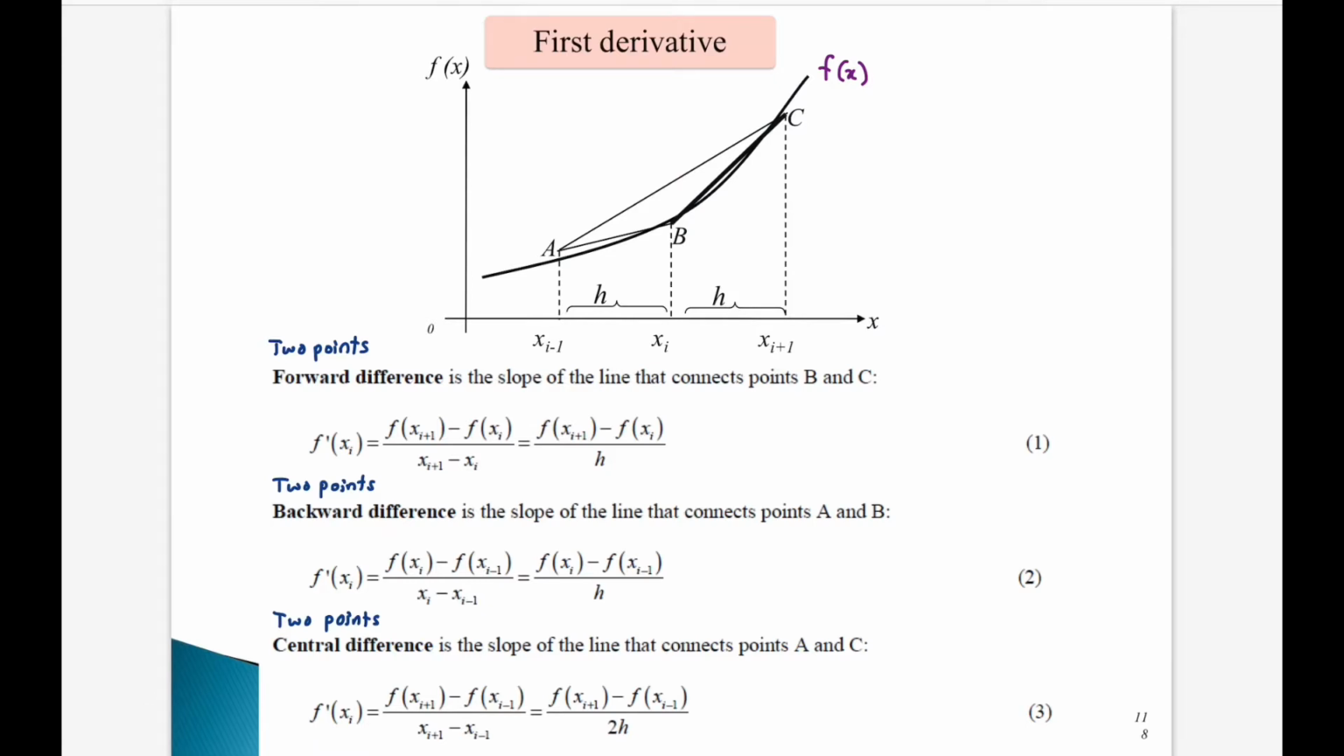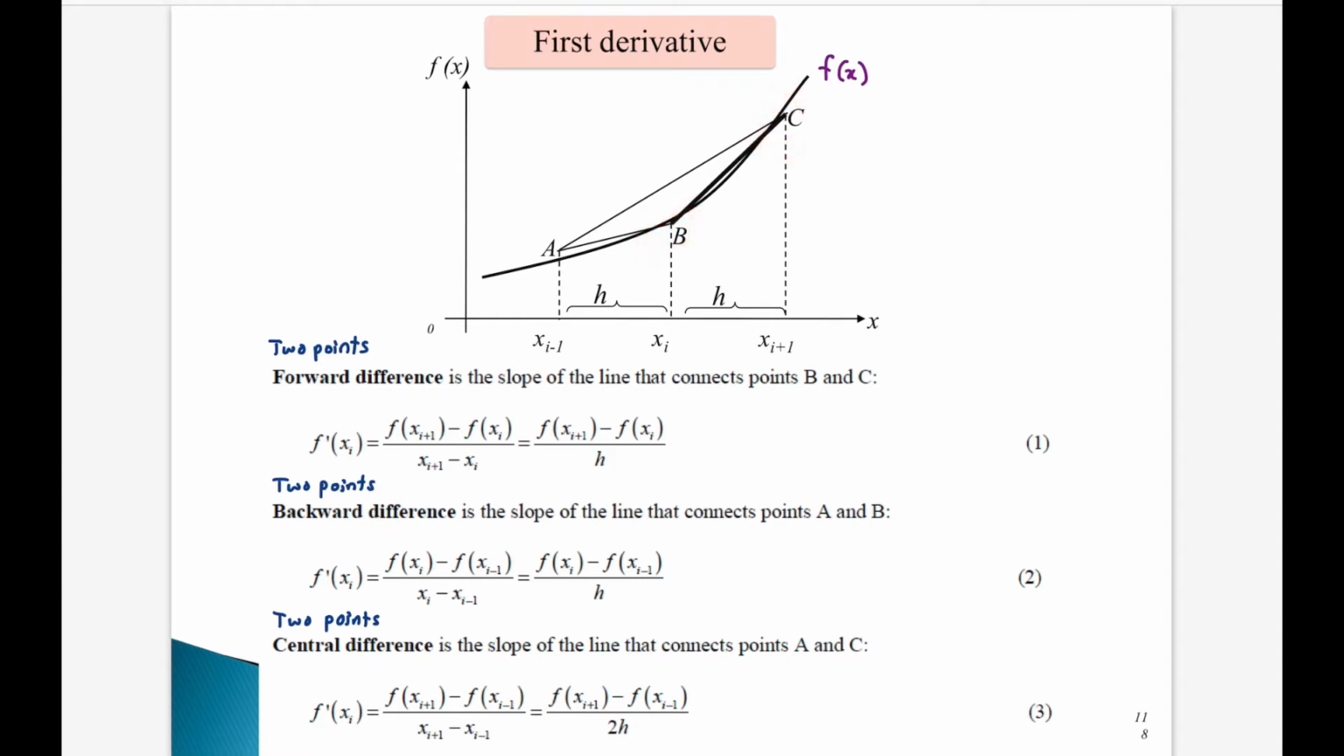So look at this graph. Now let's learn about the first derivative, f prime x. This curve is the f(x) curve. For the first derivative, we can use the 2 points forward difference, 2 points backward difference, and the 2 points central difference. This is point A, point B, and point C. In 2 points forward difference, you will use point B and C.